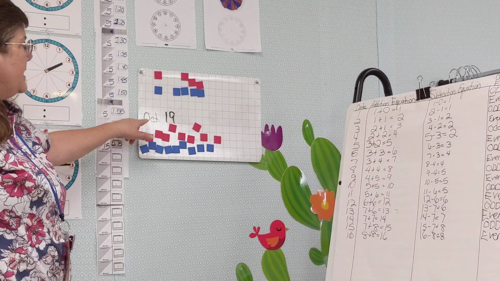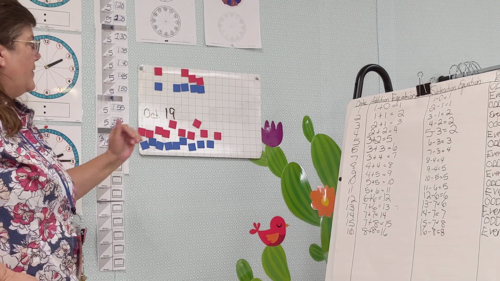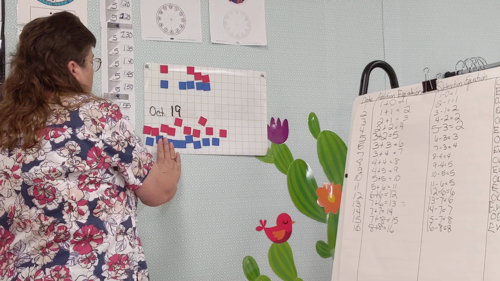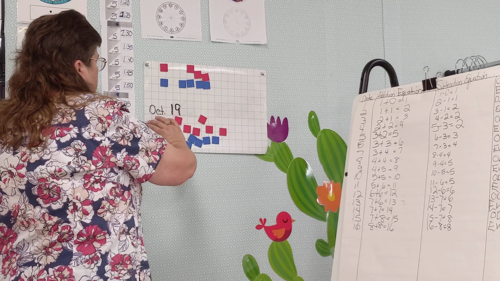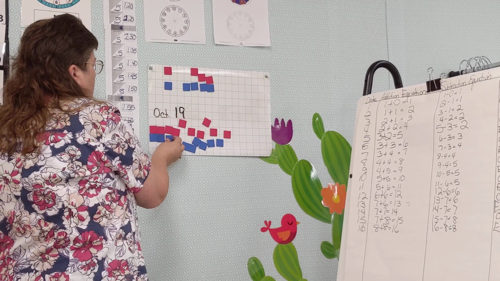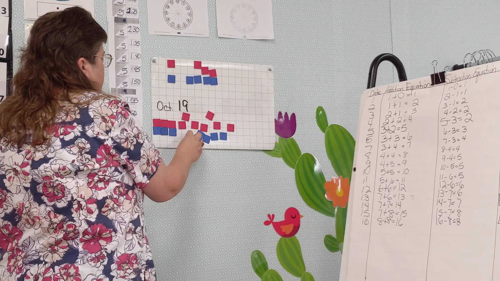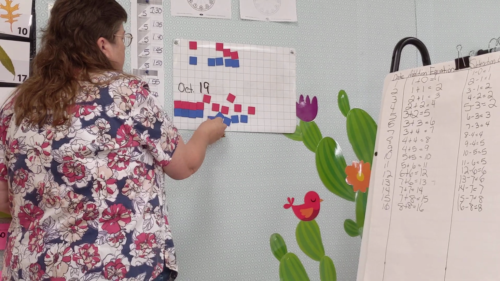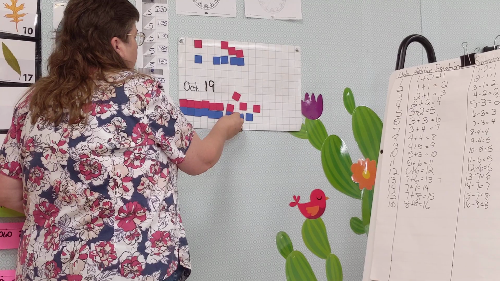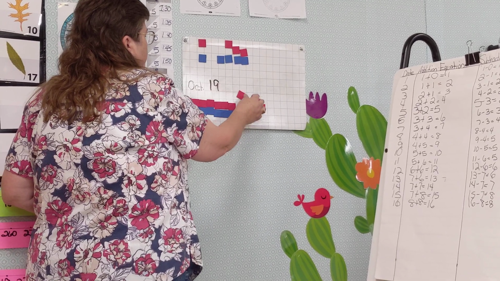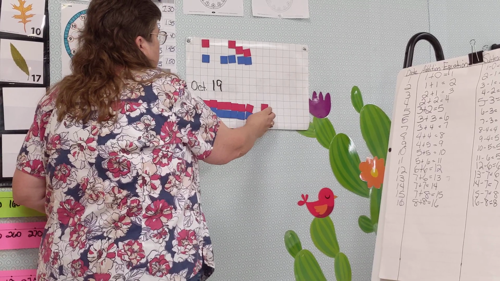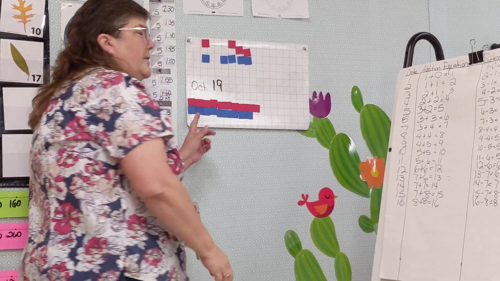And today is the 19th. So let's double check that I've got enough blues and reds to do 19. 2, 4, 6, 8, 10, 12, 14, 16, 18, 19. So how did I just count that?